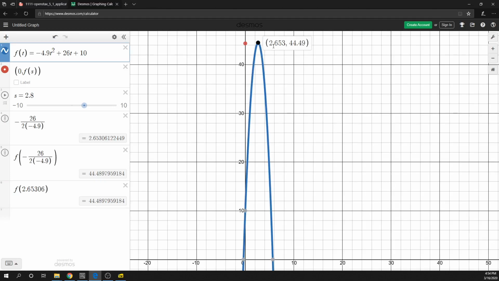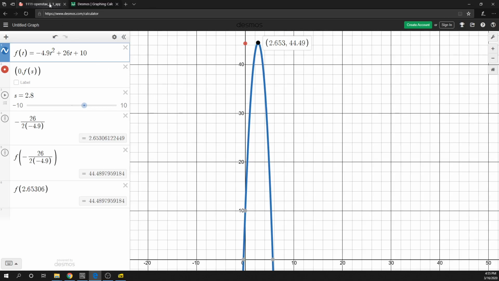Okay, and so we get 2.653. What that number indicates is that 2.653 seconds after the rocket is fired off, it achieves its maximum height. Its maximum height is 44.49 meters, rounded to two decimal places there. So that would be the answer, 44.49 meters. Okay, so that's it.